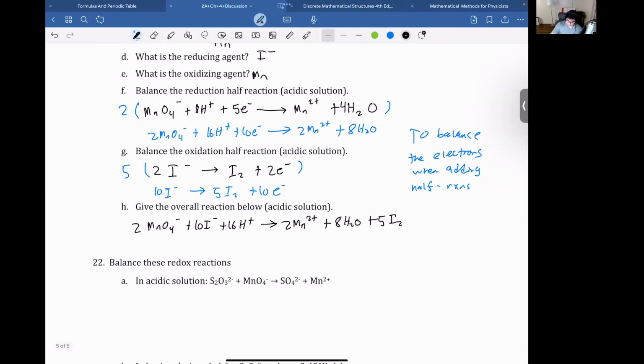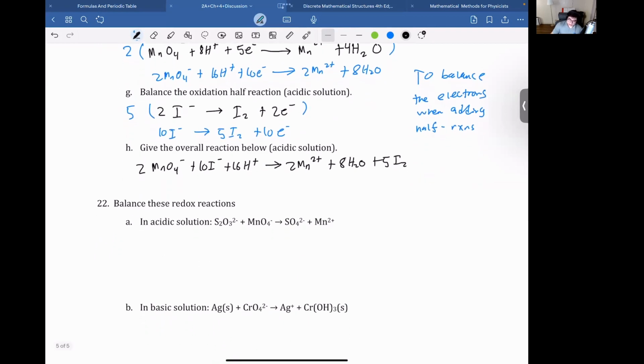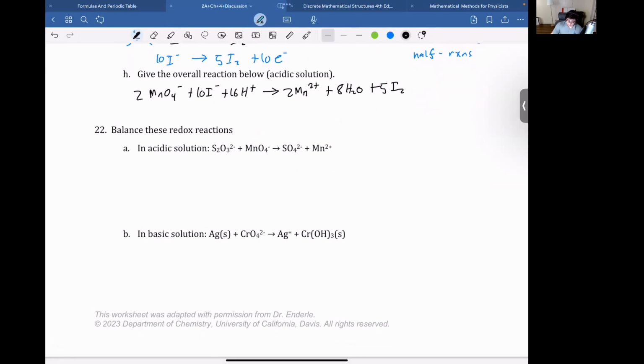All right, great. Now we can do the next. So again, first you have to figure out which thing is being reduced and which thing is being oxidized. So 22A, this one, manganese is being reduced again. Manganese goes from a +7 to a +2. And then the sulfur is what's being oxidized here.